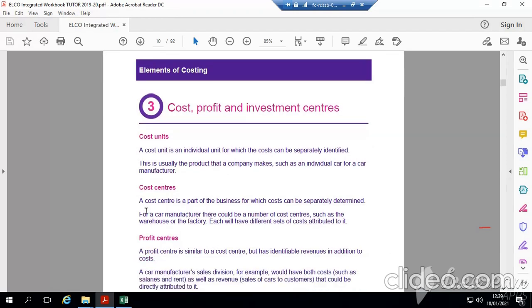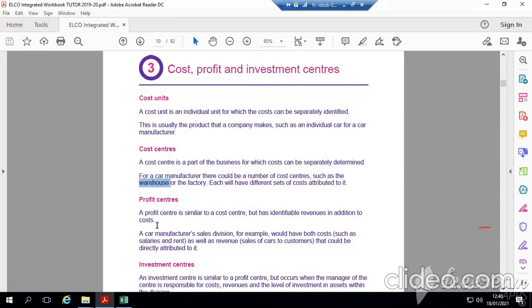Then cost center. As part of the business, you can separately determine different cost centers. Imagine you are a car manufacturing company, so you could have a number of cost centers. For example, you have a warehouse and a factory, and each of them has a different cost.